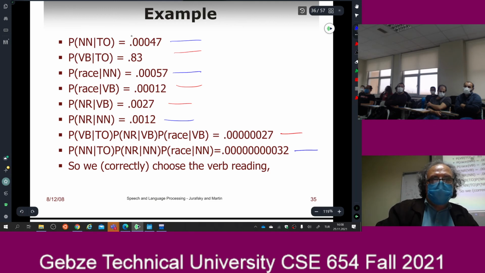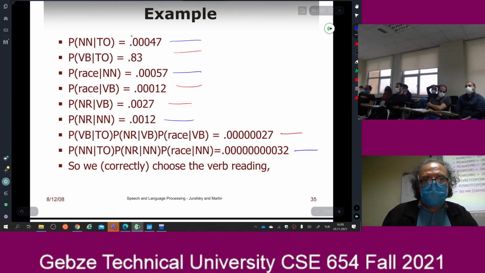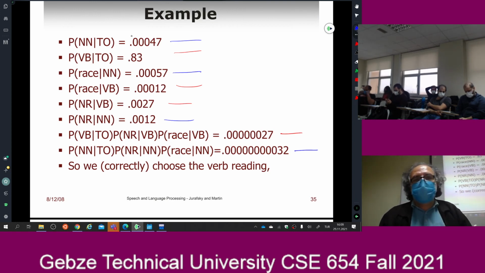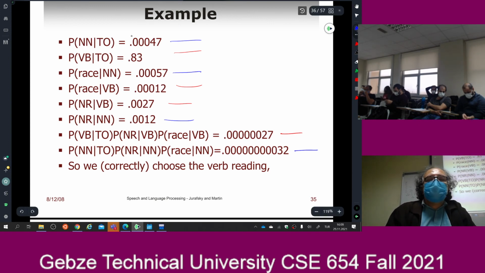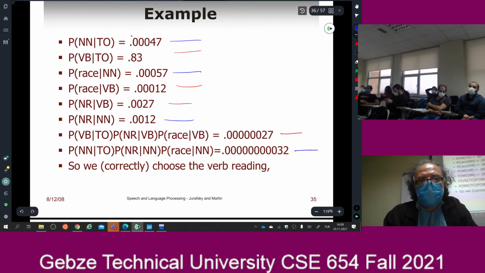So this one is high. Again, race is usually used as a noun. That's what it says, right? It is 5 times more probable. But on the other hand, the sequence information is that after 2 I get a verb 80% of the time. And after that, these are comparable. After noun, there is an adjective probability. After verb, there is an adverb probability. It's kind of the same.